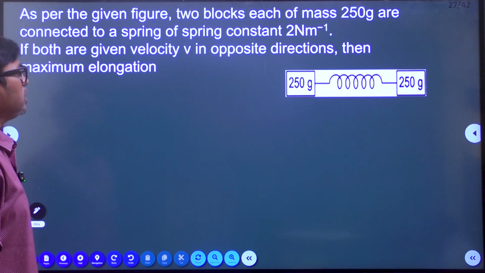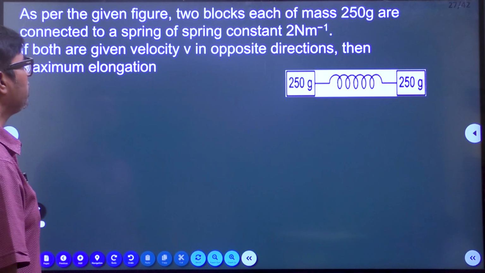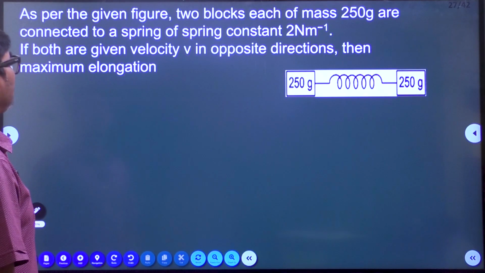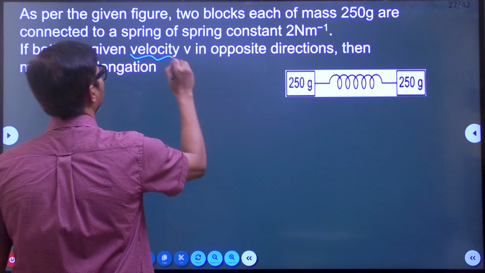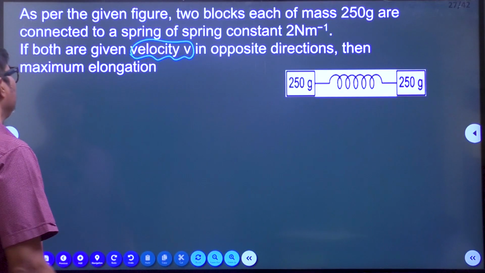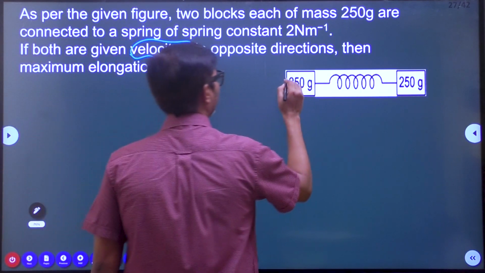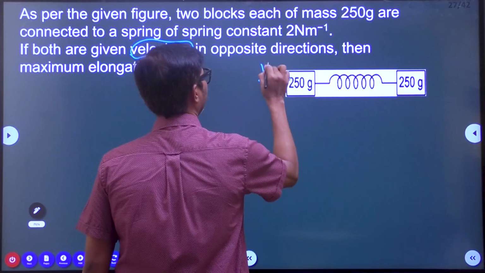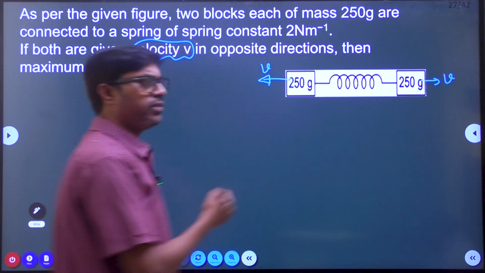As per the given figure, two blocks each of mass 250 gram are connected to a spring of spring constant 2 Newton per meter. If both are given velocity v in opposite direction, then the maximum elongation is. So that velocity v they didn't mention. I think probably while taking the information, it is missing out. Let's assume v. Okay, in terms of v, we will do it.